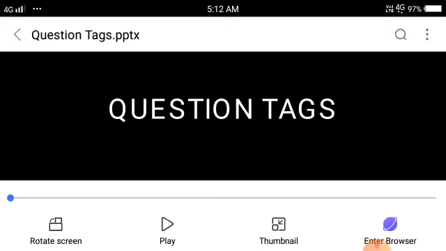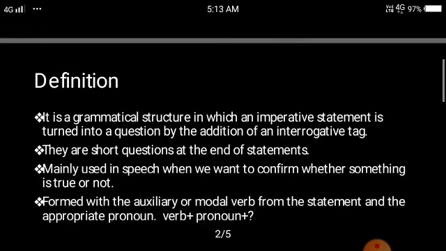So what are question tags? When do you make use of question tags? There are certain rules which you have to follow when you use question tags. Now, to be very simple, I'll give you an example of a question tag.